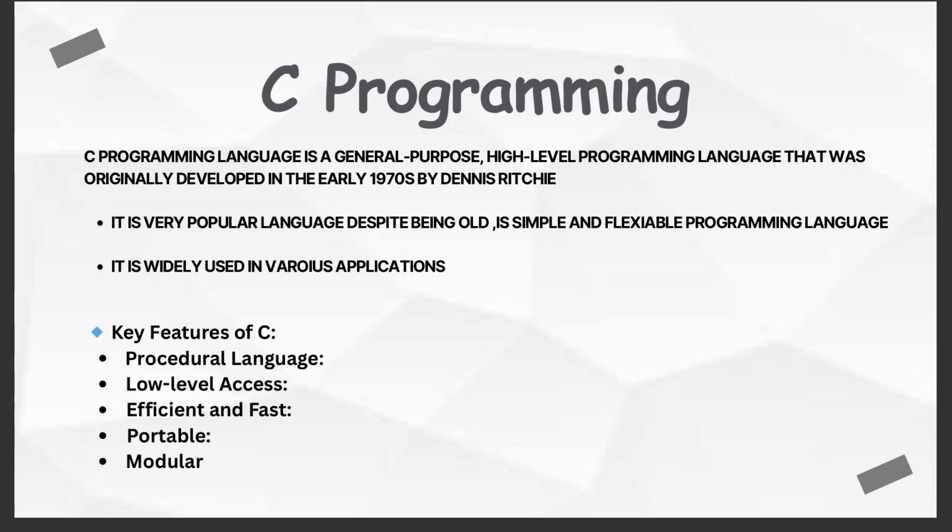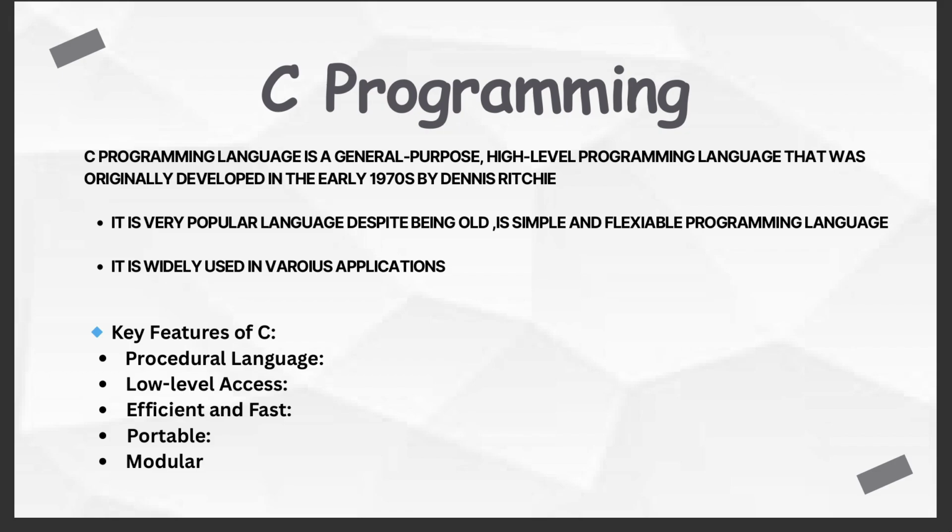C, developed by Dennis Ritchie in the early 1970s, is still one of the most powerful and efficient programming languages used in embedded systems. Here is why. It is procedural, making code structured and easier to debug. It gives low-level access to memory and hardware, which is critical for working directly with microcontroller registers. Its efficiency ensures optimal performance in time and memory constrained systems. And finally, it's portable, allowing the same code to be used across various platforms with little change.